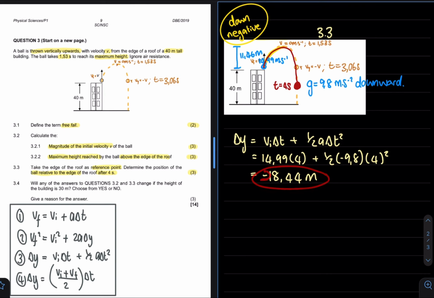So just remember that the negative is indicating direction. We took down to be negative, so this means it is downward from my reference point. So this is 18.44 meters.